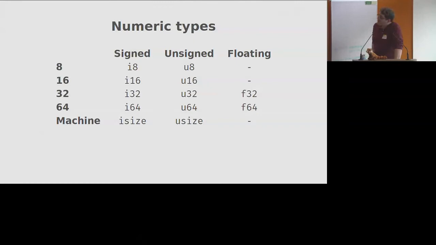The numeric types, there are quite a few of them, and this is kind of how they are related. There are various integer sizes, both signed and unsigned, and a few floating point types. The one interesting one here is isize and usize. Those are the machine types, which means on a 32-bit system, they are 32 bits wide. On a 64-bit system, they're 64 bits wide. This is also the size of pointers and array references.